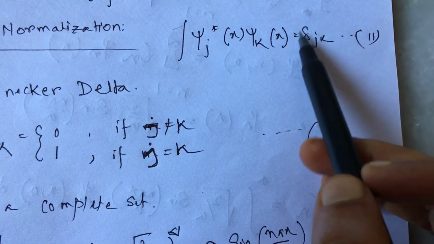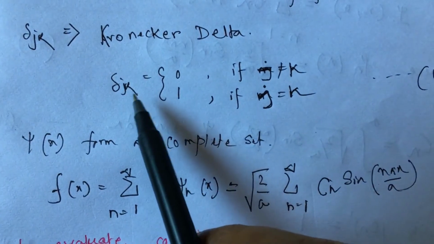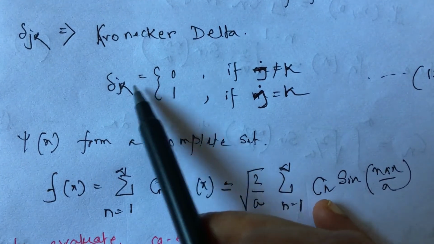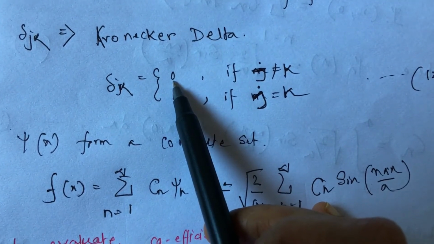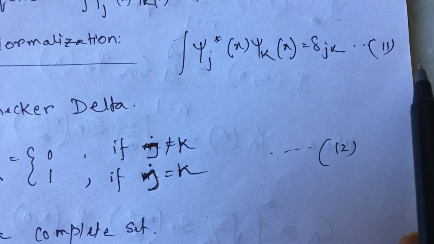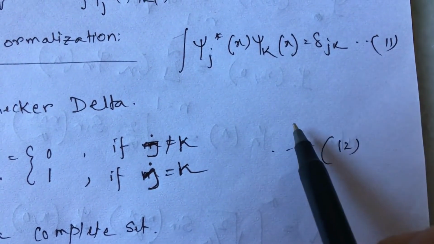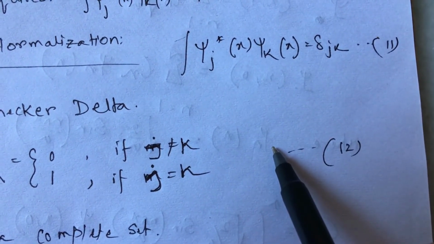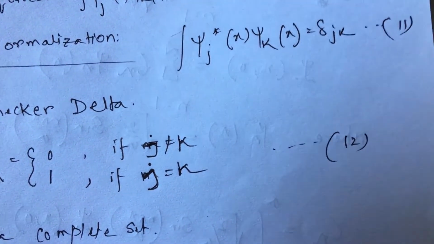This is the symbol of Kronecker delta. Kronecker delta has a special property. If j equal to k, then this Kronecker delta becomes 1, and if j not equal to k, then this Kronecker delta will give me 0. Which means if I write orthogonality and normalization condition like this, if I put j equal to k, I will get this equal to 1, and if I put j not equal to k, this would become 0. So this is my orthogonality and normalization condition together.